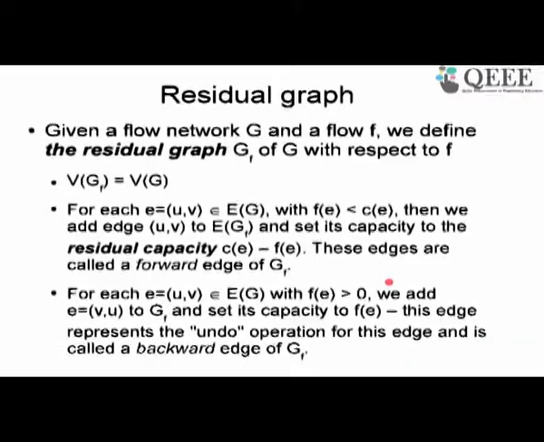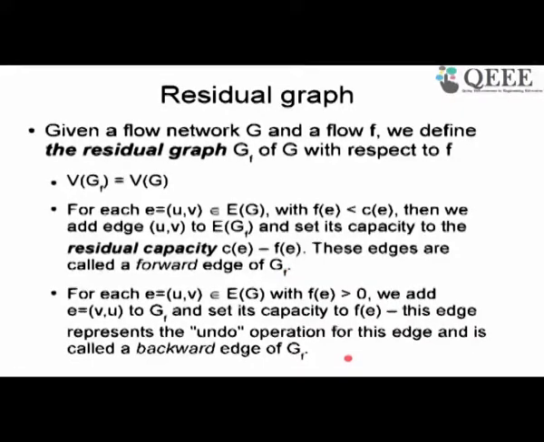Wherever there is an edge where FE is strictly less than CE, what has happened is that I am not using up the full capacity of the edge. So the balance capacity CE minus FE is what I am going to write as the residual capacity of that edge in the residual graph. Whenever FE equals CE, I drop that edge. Whenever FE is less than CE, I keep the edge and I write on that edge not CE but CE minus FE, which is the balance capacity of the edge. Such edges are called forward edges of the residual graph.